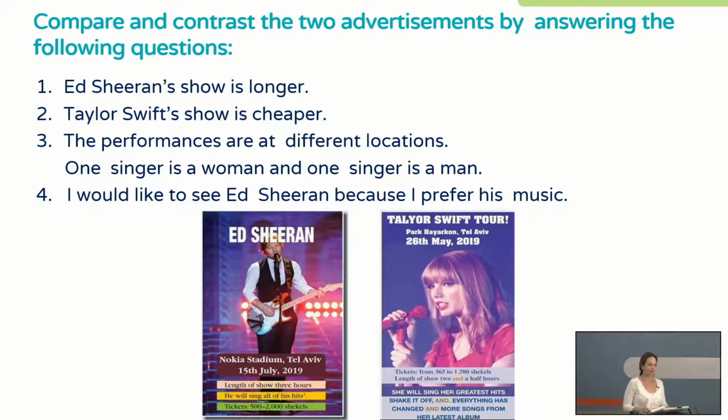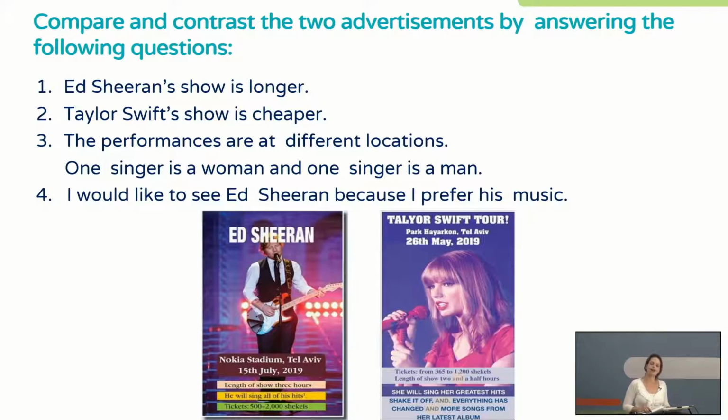Okay. Number 2. Taylor Swift's show is cheaper. That's right, because how much is her show? Her show is from 365 to 1,200 shekels, and his show is from 500 to 2,000. So her show is cheaper. His is more expensive.